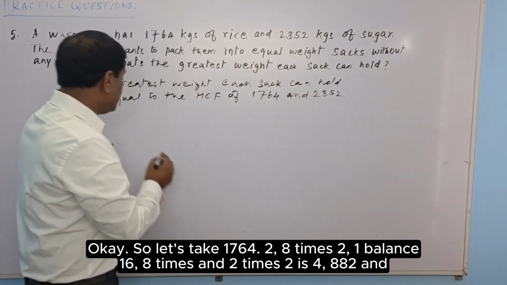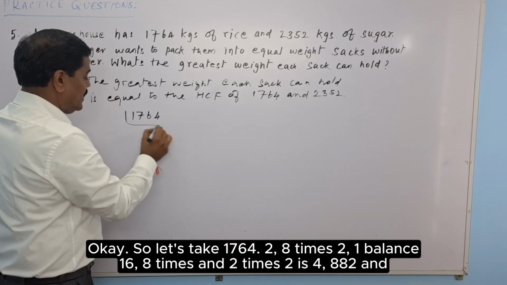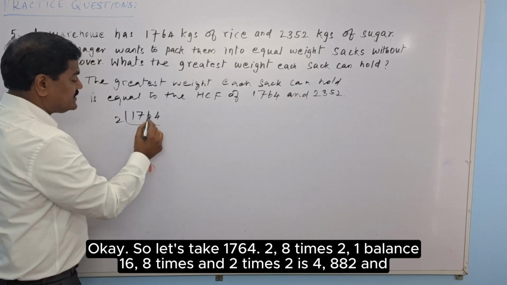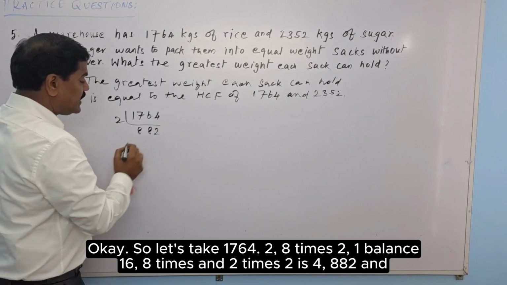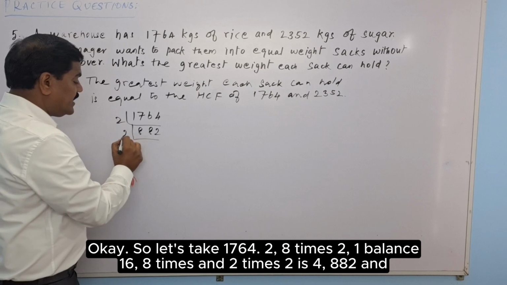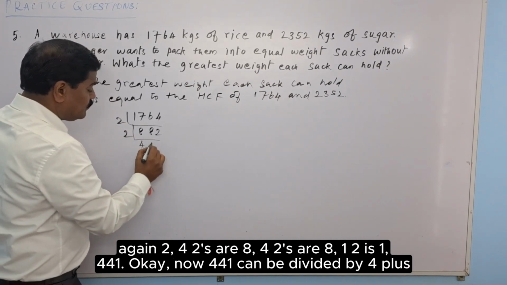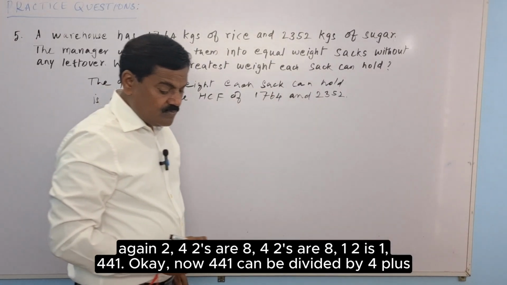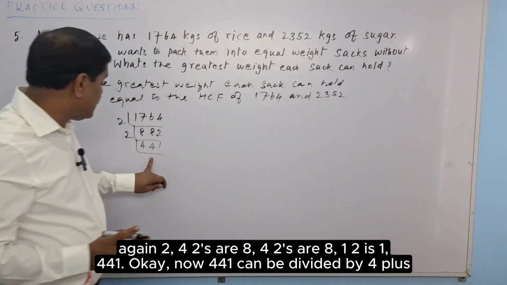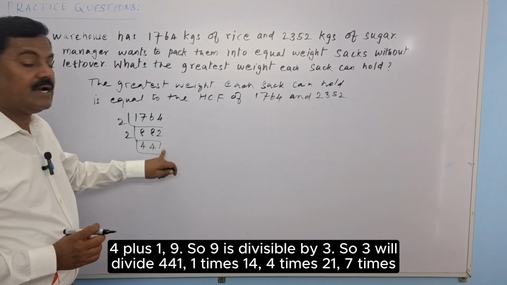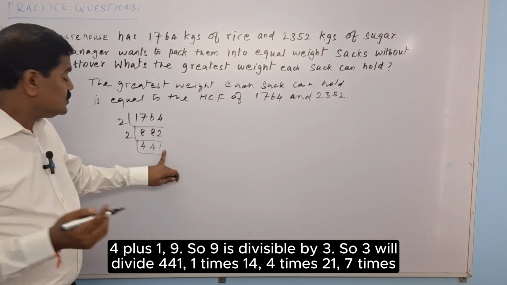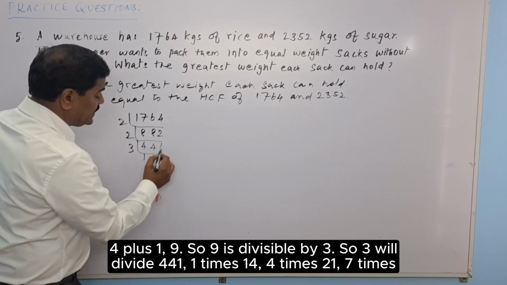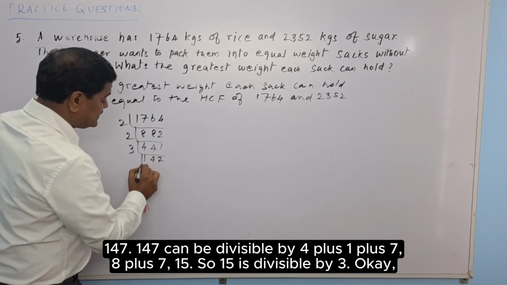So let's take 1764. 2 eights are 16, 8 times, and 2 times 2 is 4, 882, and again 2, 4 2s are 8, 1 2 is 1, 441. Now 441 can be divided by 3, since 4 plus 4 plus 1 is 9, and 9 is divisible by 3. So 3 will divide 441: 3 times 147.